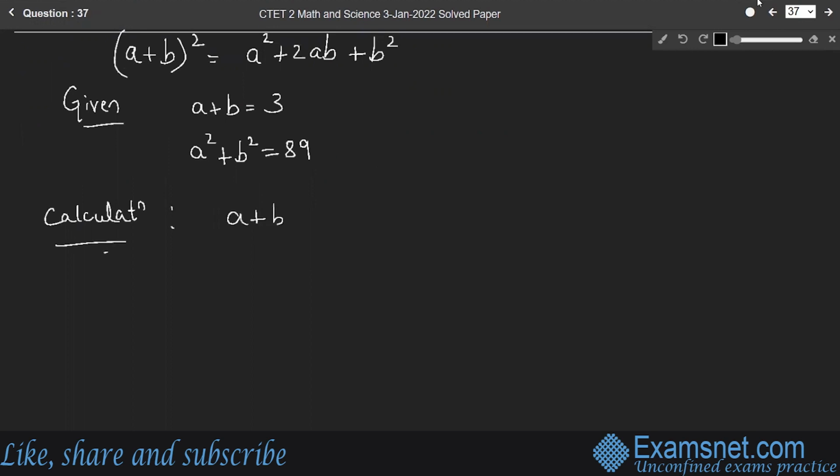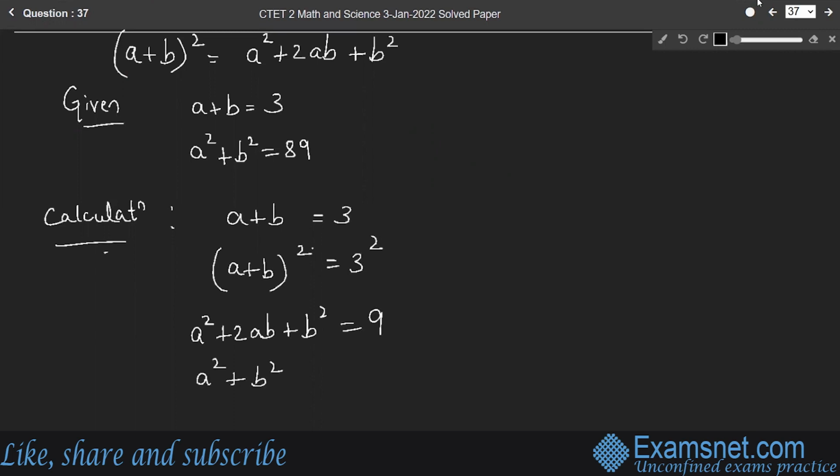A plus b is equal to 3, right? So squaring both the sides, a plus b whole square is equal to 3 square, that is 9. What is a plus b whole square? a square plus 2ab plus b square is equal to 9. So combining, a square plus b square plus 2ab is equal to 9.